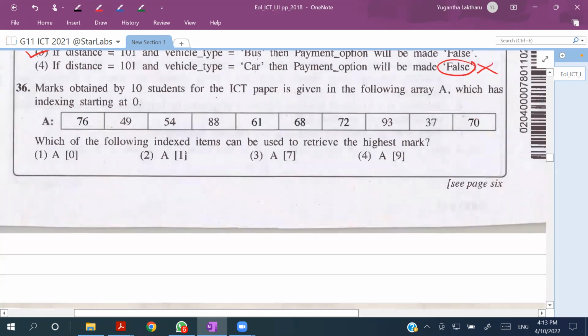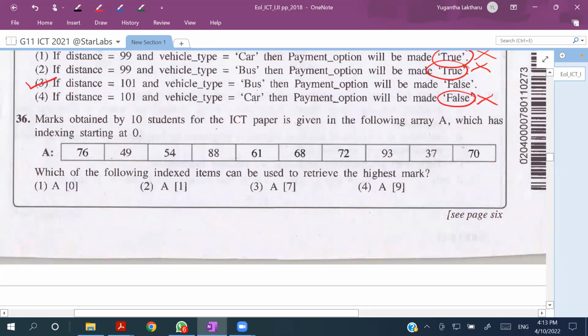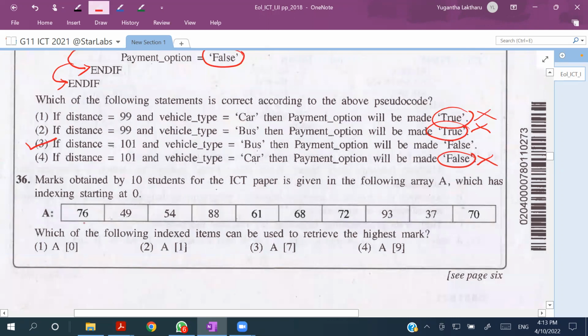Moving to the 36th. Marks obtained by 10 students for the ICT paper are given in the following array A, which has indexing starting at 0. Which of the following index items can be used to retrieve the highest mark? So the indexing starts with 0, it says. So if the indexes start with 0, this has the index 0, and then 1, 2, 3, 4, 5, 6, 7, 8, and 9 will be reached.